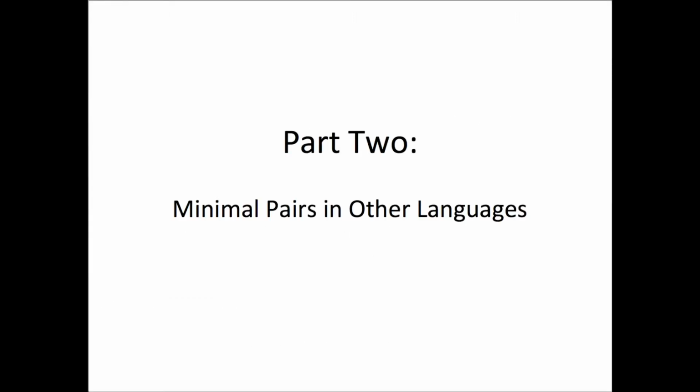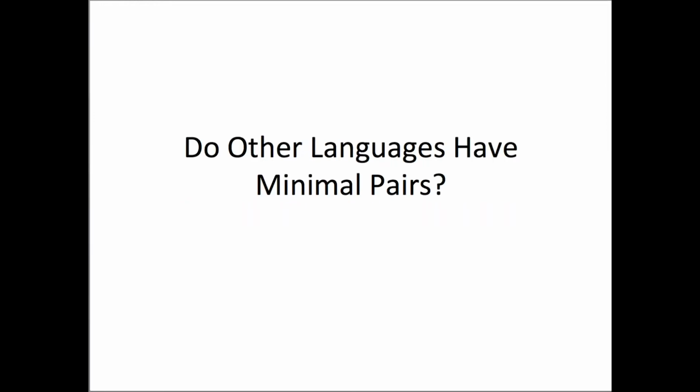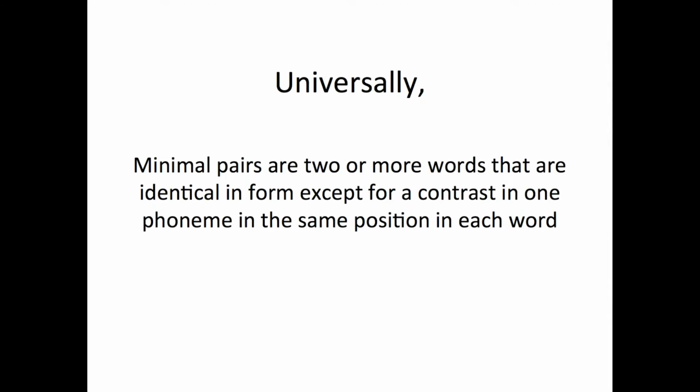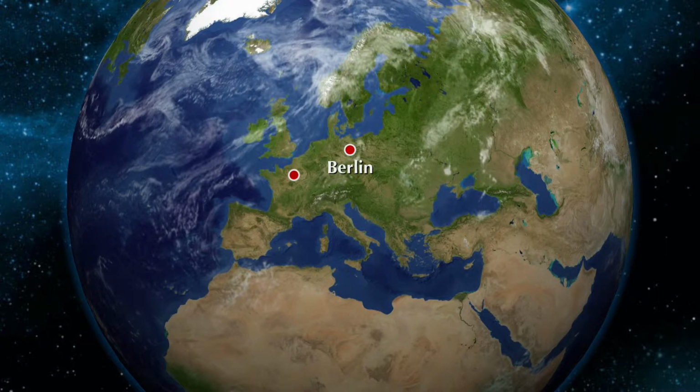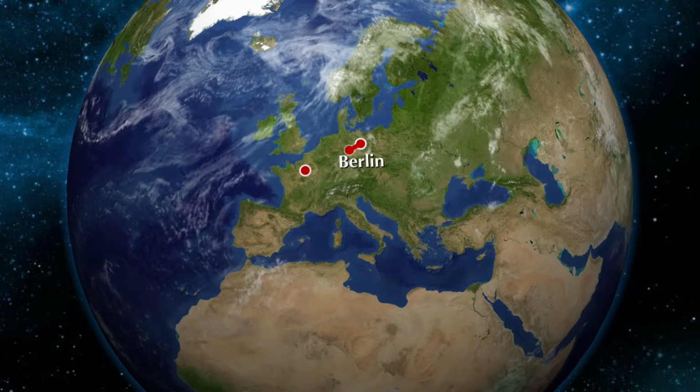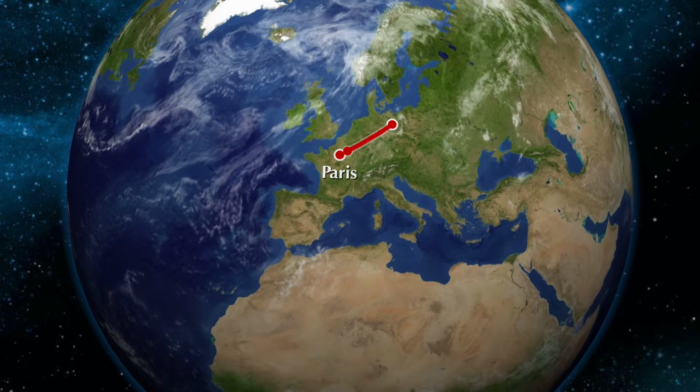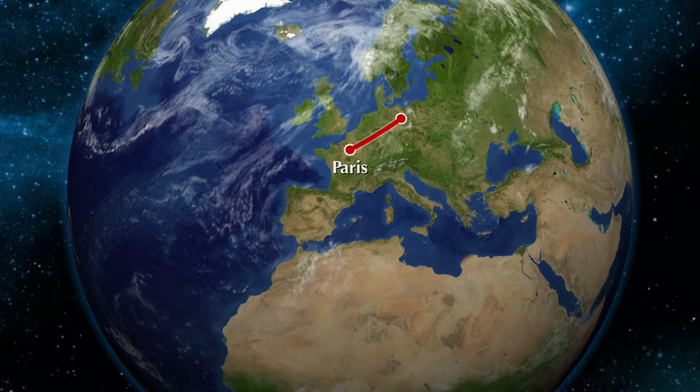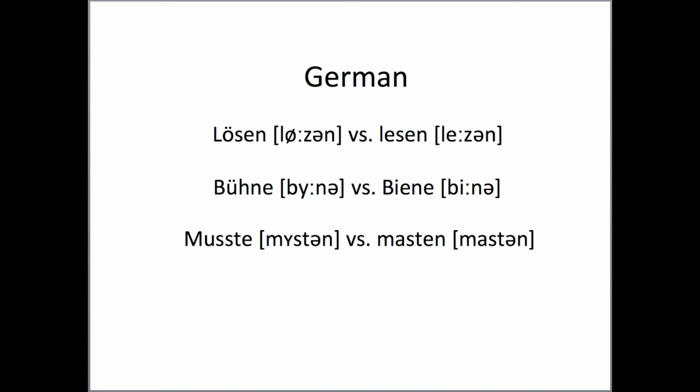Part 2. Minimal pairs in other languages. A common question amongst forthcoming linguists is, do other languages have minimal pairs? The answer is yes. Universally, minimal pairs across languages all have the same core meaning. Two or more words that are identical in form, except for a contrast in one phoneme in the same position in each word. Listen carefully to the following examples in German and French that demonstrate two of the many languages that use minimal pairs. We will start with German.